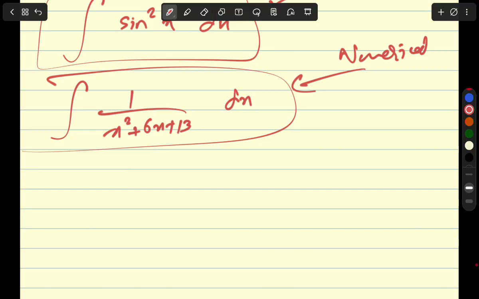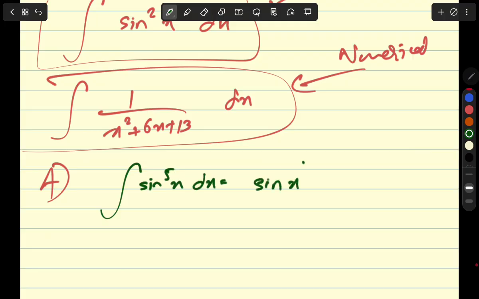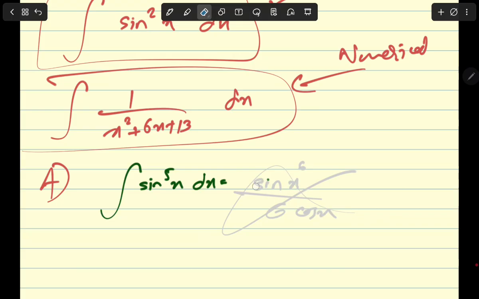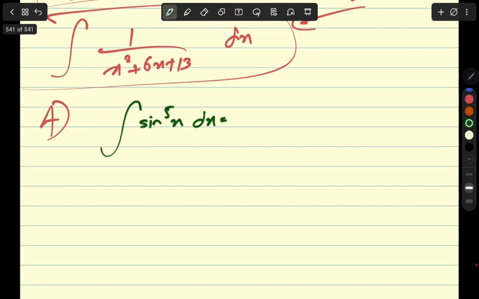Now, let's first do part A. Let's first do higher powers of sine and cosine. So I'd like to start with this, sine 5x dx. A lot of you will feel compelled to write it down like sine x power 6 over 6 divided by cosine of x. That's absolutely wrong. Don't do that. Okay.